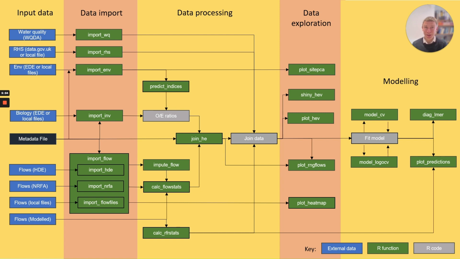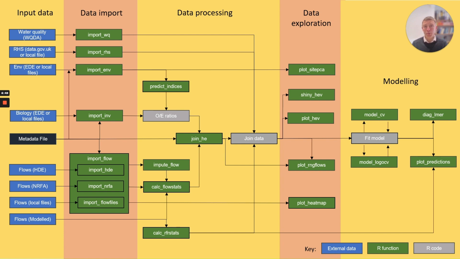Now, there's quite a lot of different functions, if you like, or moving parts to the HE toolkit. So just to map things out for you a little bit, we've put together this schematic. On the left-hand side here, we have the blue boxes, which represent all the different input data sets that we can bring in and analyse using the HE toolkit. So from top to bottom, we've got water quality data, river habitat survey data, environmental-based data about biological sampling locations, the actual biological or macroinvertebrate data itself, and then various different types of flow data, whether it's from the Hydro-Ecology Data Explorer, the National River Flow Archive, or other local or modelled files. We also use something called a metadata file, which is a starting point, which tells the HE toolkit the list of sampling sites or gauging stations that we want to extract data for.